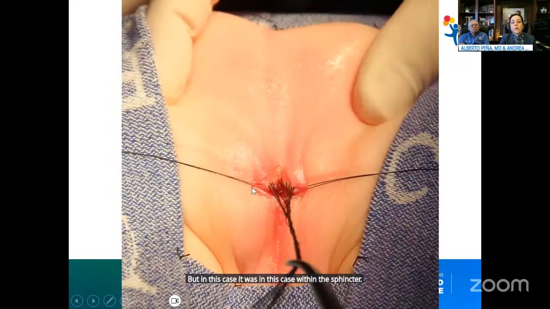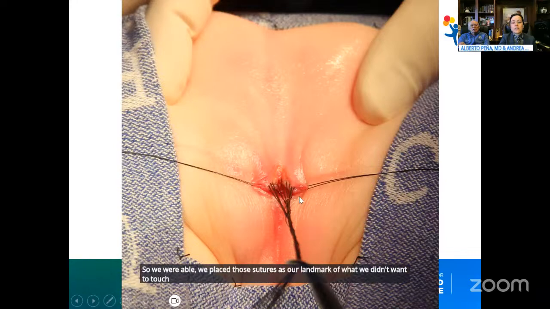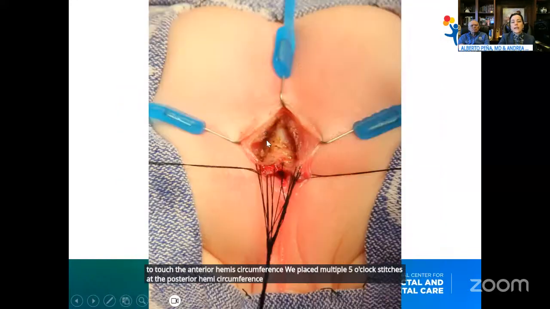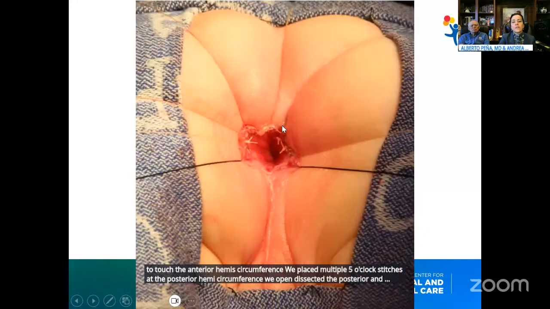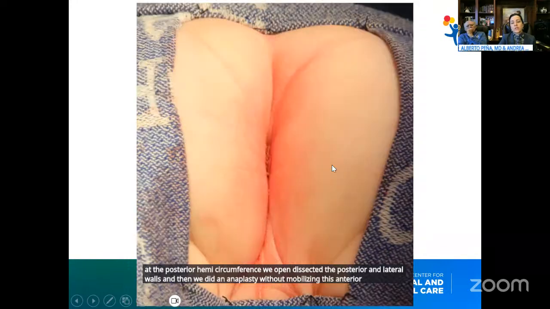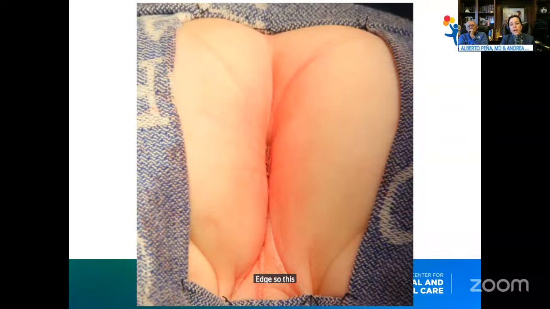So we placed those sutures as our landmark of what we didn't want to touch, the anterior hemicircumference. We placed multiple 5-0 stitches at the posterior hemicircumference. We opened, dissected the posterior and lateral walls, and then we did an anoplasty without mobilizing this anterior edge. So this is the final aspect.